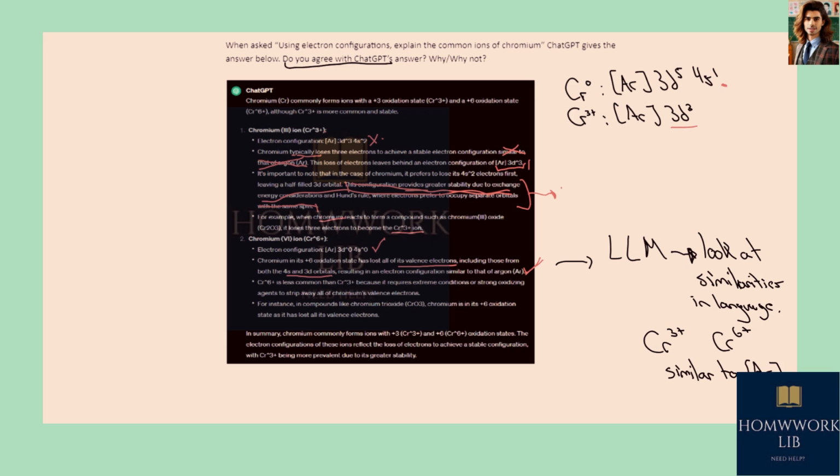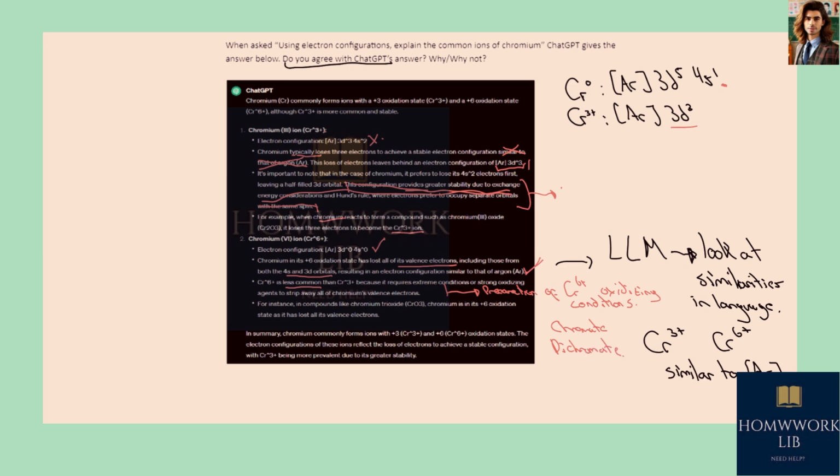Next up, chromium 6 plus is less common than chromium 3 plus because it requires extreme conditions or extreme oxidizing agents. And over here, for example, now it is going to be less common. I would put that into question because even though the preparation of chromium 6 plus does require oxidizing conditions, it is so abundant that we have a lot of compounds containing either the chromate or the dichromate ion.